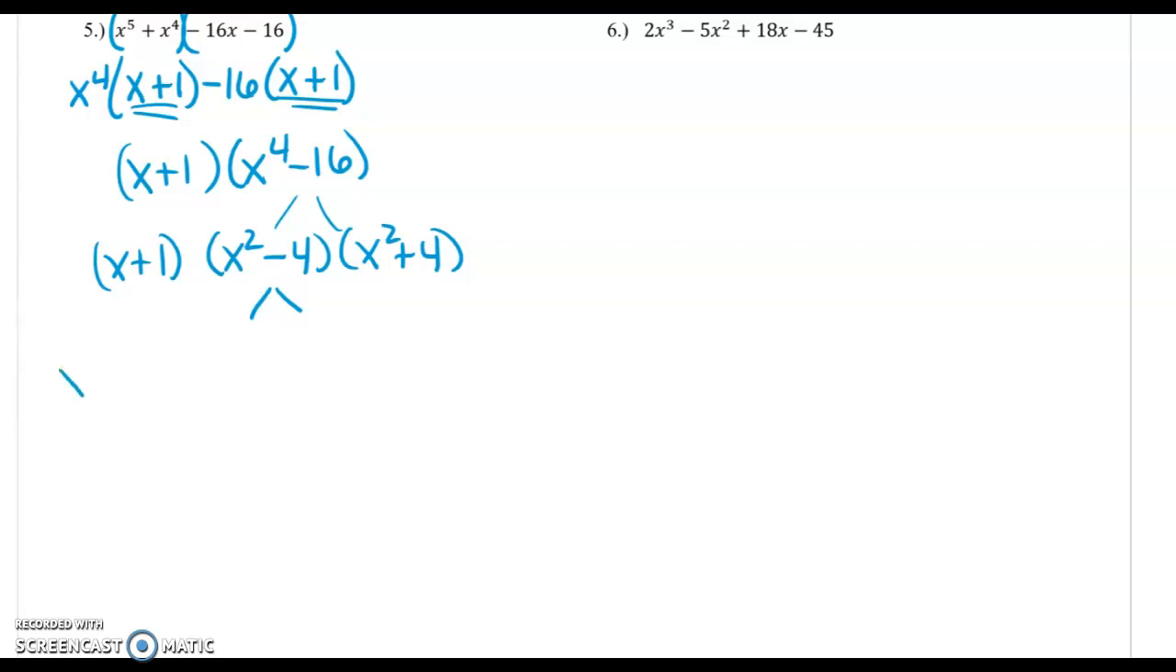So I'm going to bring everything down here that I can't factor anymore. So x plus 1 comes down. The x squared plus 4 I cannot factor because it's addition. And then the x squared minus 4 would be difference of two squares, which makes it x minus 2 and x plus 2.